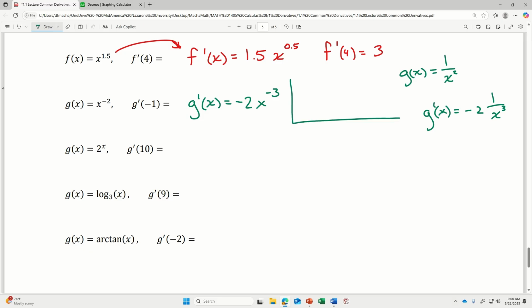Okay, now if I want to actually plug in negative 1 here to find the value of my derivative at negative 1, what is negative 1 raised to the power negative 3? Yes, that's right. Because x to the negative 3 power is the same thing as 1 over x to the third. So negative 1 to the third power would be negative 1. 1 divided by negative 1 is negative 1. And negative 1 times negative 2 would be 2.